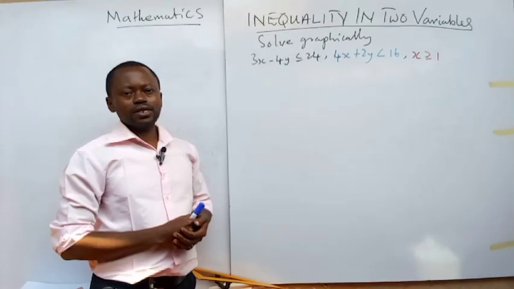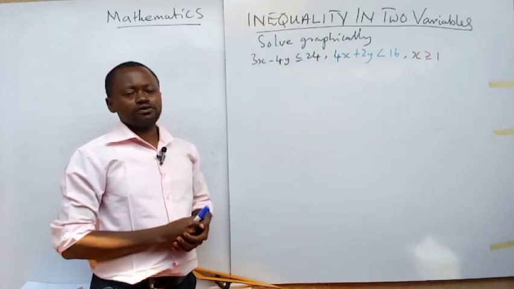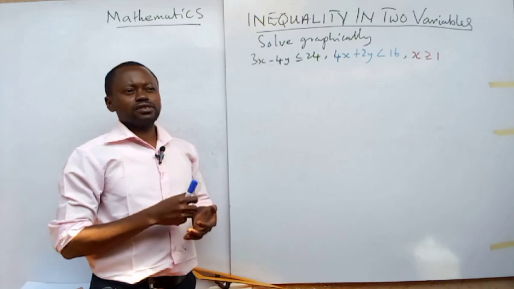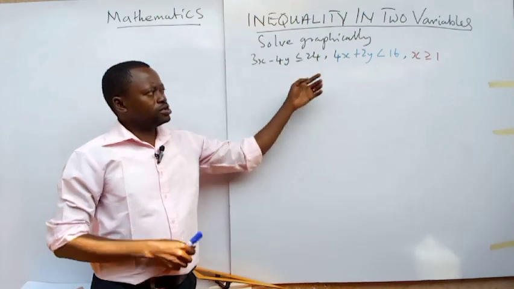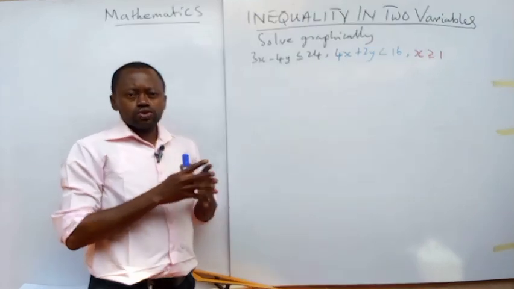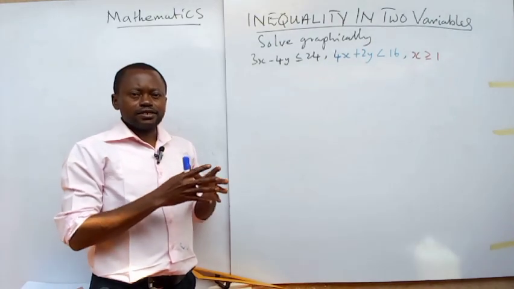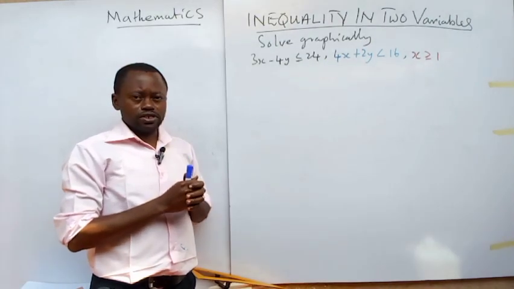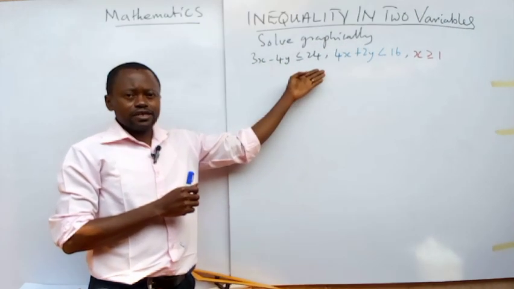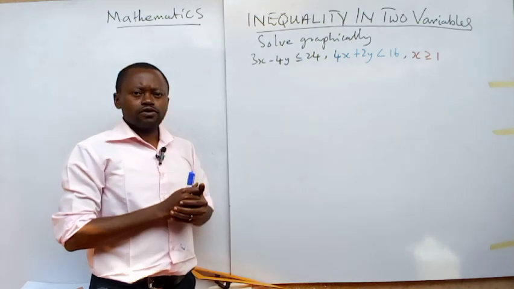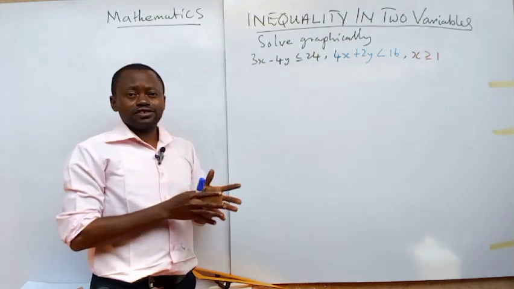We are still looking at the graphical method of solving inequality problems. That is, when we get three inequality problems like this, we try to show graphically the area that satisfies those inequalities. We have done a lot of classes on this already.